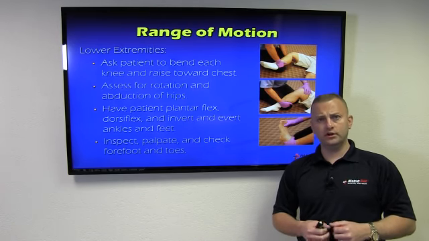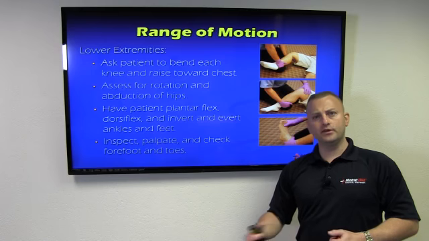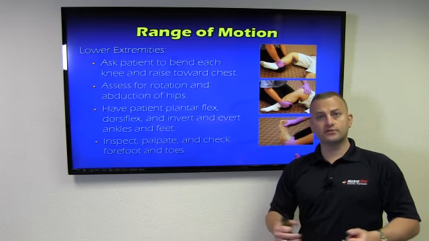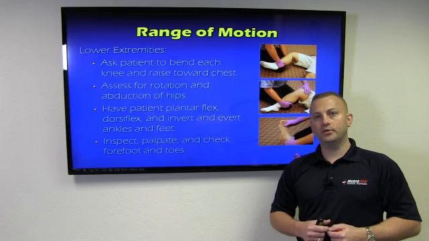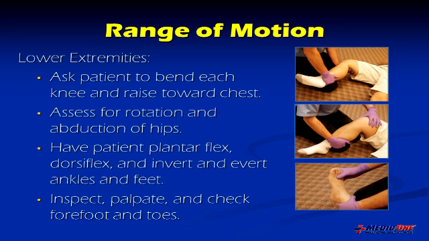When we're doing range of motion exams, we don't expect you to lay the patient on the floor and do a full degree scale range test for range of motion. However, we do need to ask the patient to move their extremities, as just demonstrated here on the slide. We can ask the patient to bend the knee and raise towards the chest. We can ask the patient to rotate and adduct the hips. So can they go in and out? We also need to ask them to invert or evert their ankles and feet. We can inspect their feet and look for range of motion as well on our own.